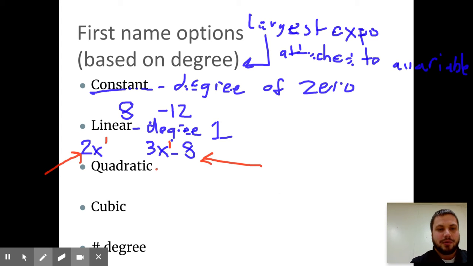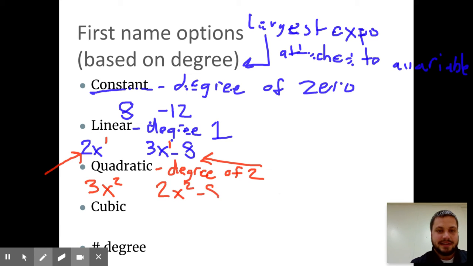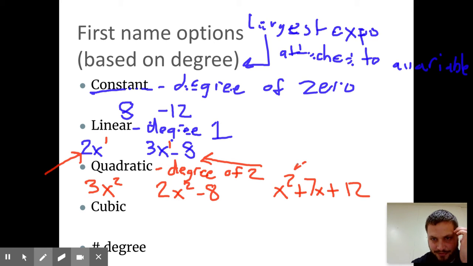We just got done with a whole chapter on this, quadratics. Quadratic is the first name of anything that has a degree or largest exponent of 2. So for instance, how about just 3x squared? That's a quadratic. How about 2x squared minus 8? That's a quadratic. How about x squared plus 7x plus 12? That's a quadratic. Its largest exponent is a 2.